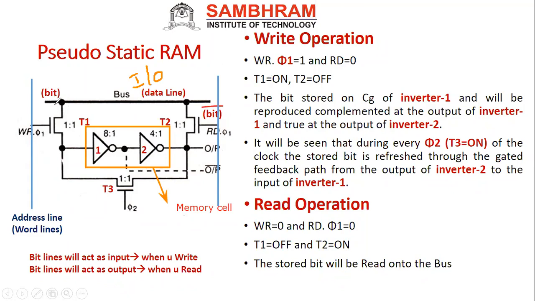If the write signal is high, the read signal should be low. So what will happen? The write signal is high. This signal is high, so now what will happen? This will be on.